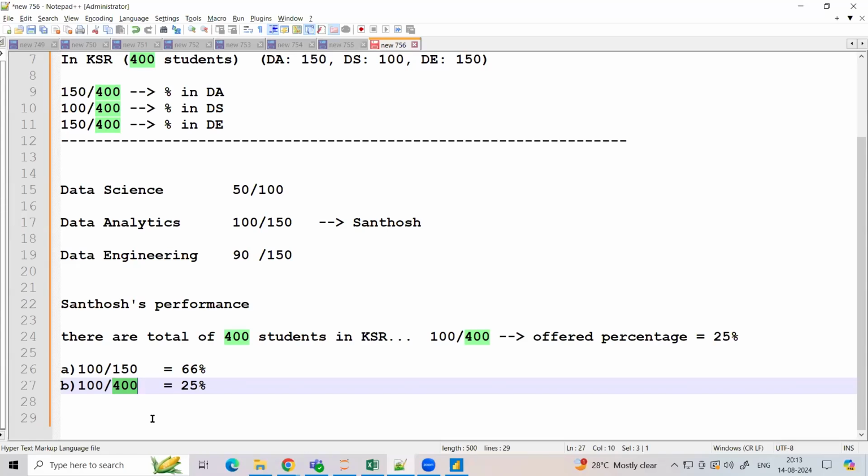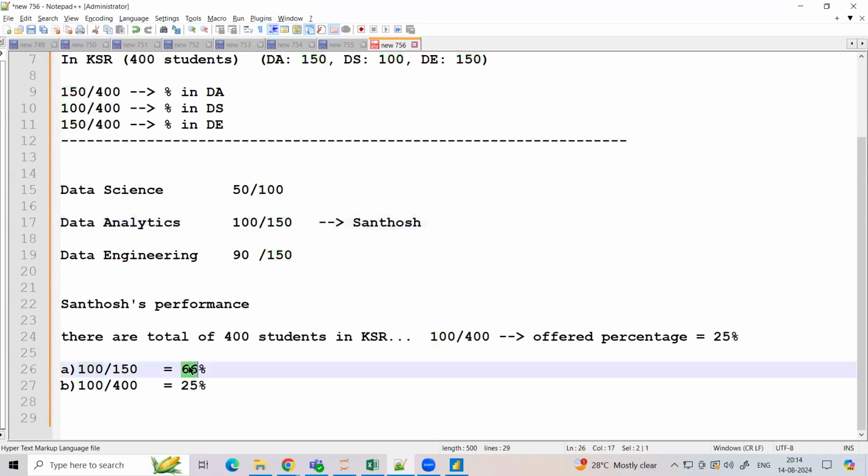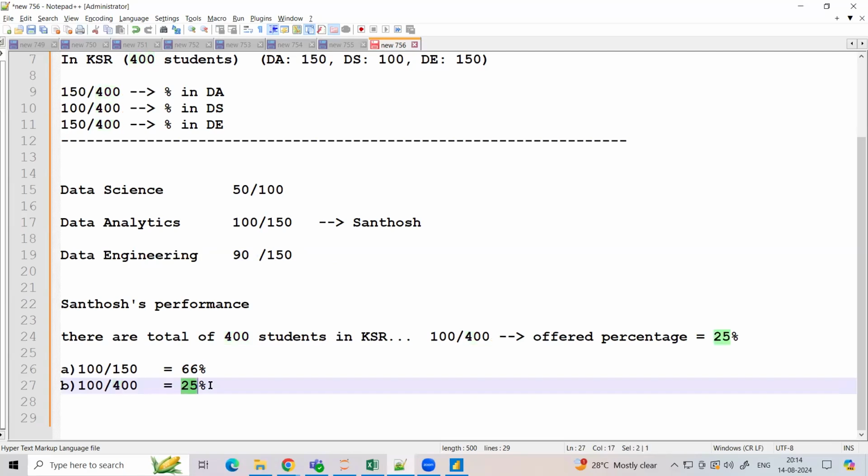Right. Here, I'm looking at the people who got offers. I can clearly argue with KSR saying that, boss, I have taught only 150 people. Of those 150 people, 100 people got offers. That's my performance. These people have not attended my class. How can I consider them in my performance? Am I correct here? The people who have joined data science, the people who have joined data engineering don't even know who Santosh is. Then why will I consider them in the calculation of my performance? Are you all with me?